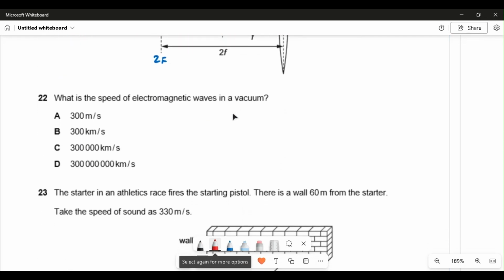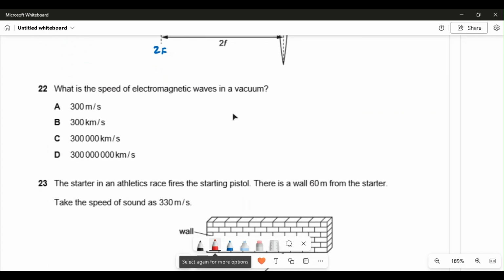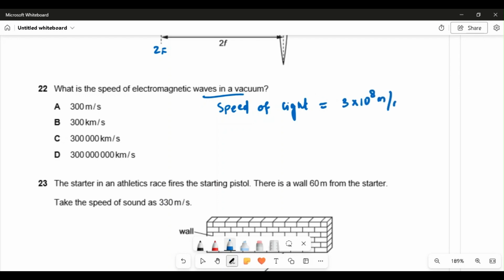What is the speed of electromagnetic wave? Electromagnetic waves move with the speed of light. So that is the same as the speed of light, and the speed of light, you can say, is 3 into 10 to the power 8 meter per second, or you can say 3 into 10 to the power 5 kilometers per second. And here the option C is our right choice.